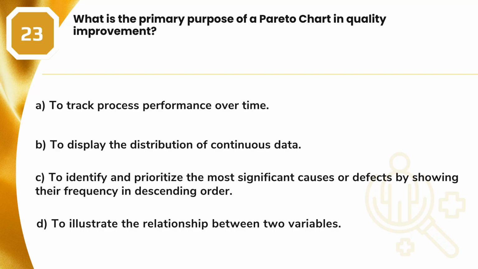A. To track process performance over time. B. To display the distribution of continuous data. C. To identify and prioritize the most significant causes or defects by showing their frequency in descending order. D. To illustrate the relationship between two variables.